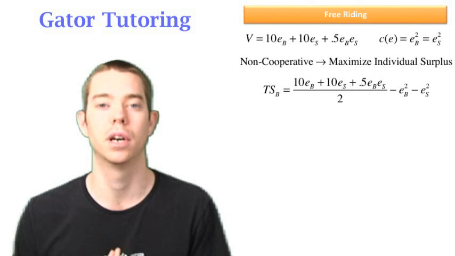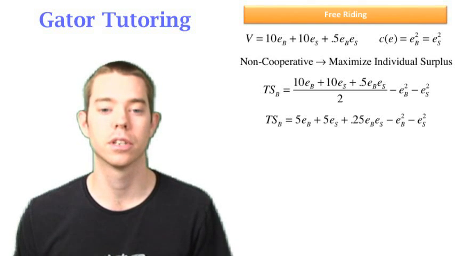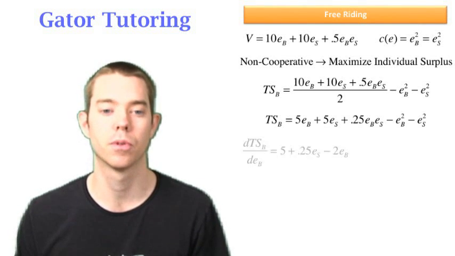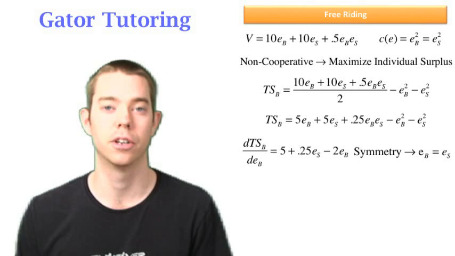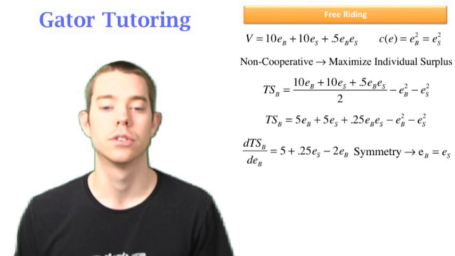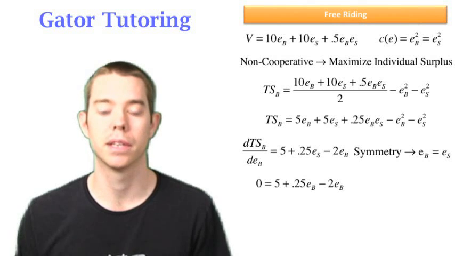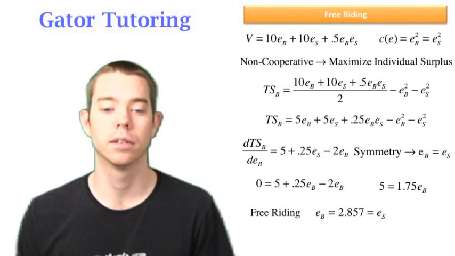He's not working as a team. When we do this, we see the difference mainly is we don't have that 0.5 EB squared and that 0.5 ES squared, and that's going to change the amount of effort that he puts forth. So we can take the derivative with respect to EB. Because of symmetry, again, we know that both guys in this scenario are going to free ride, anticipating the other guy will free ride. So EB is going to equal ES, and we can make that substitution. And we solve through here and find that with free riding, EB is equal to 2.857.